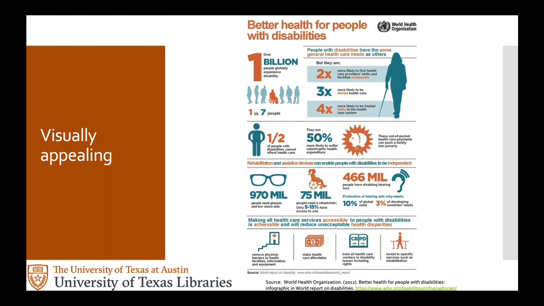The next section gives facts about not being able to afford health care and the kinds of items people with disabilities need to be independent. And then the infographic closes with a call to action. I like this infographic.